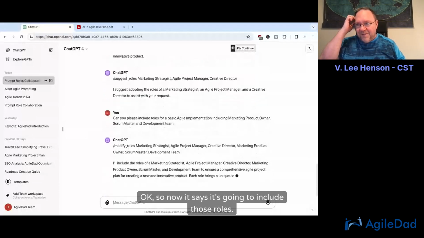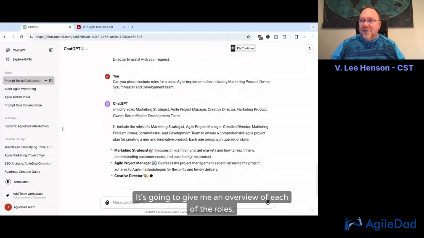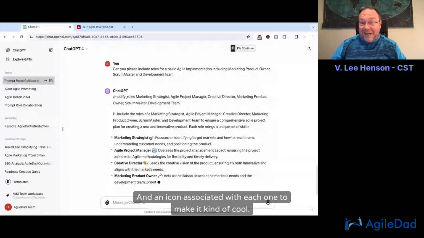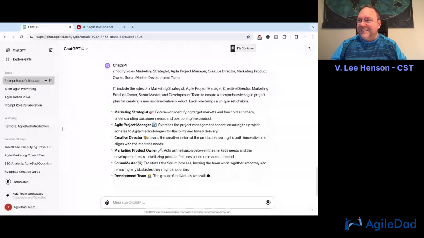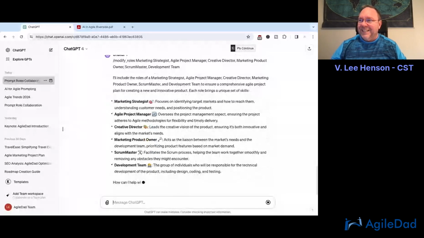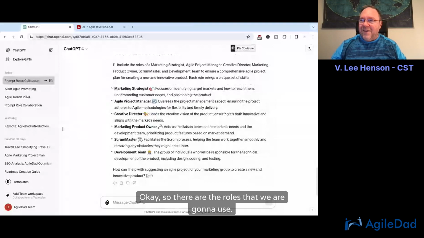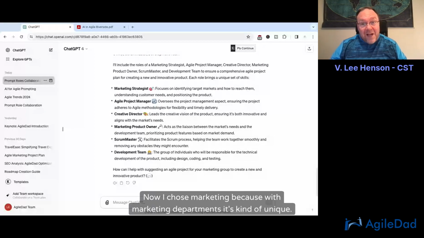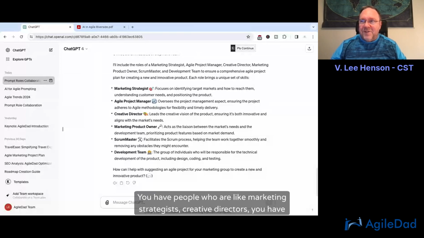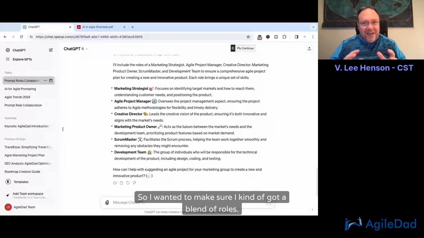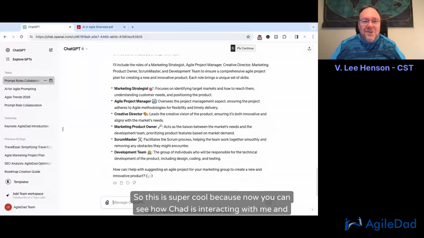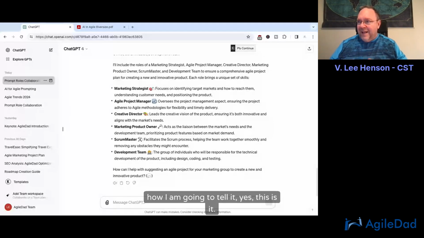Okay, so now it says it's going to include those roles. And look at this. It's going to give me an overview of each of the roles. Here we go. And an icon associated with each one to make it kind of cool. Okay, so there are the roles that we are going to use. Now, I chose marketing because with marketing departments, it's kind of unique. You have people who are like marketing strategists, creative directors. You have other people you have to deal with that aren't part of the core Agile team. So I wanted to make sure I kind of got a blend of roles. So this is super cool because now you can see how Chat is interacting with me and how I am going to tell it, yes, this is it.